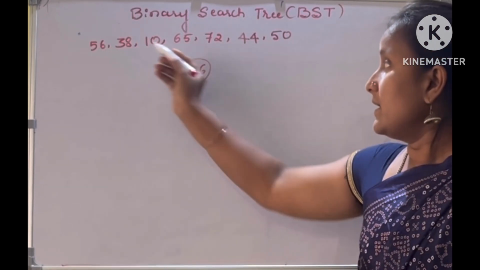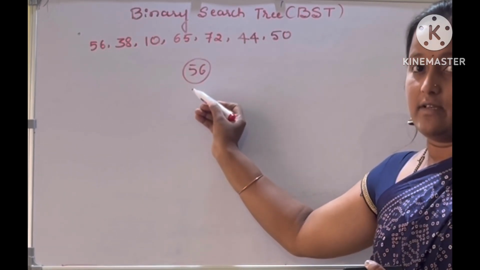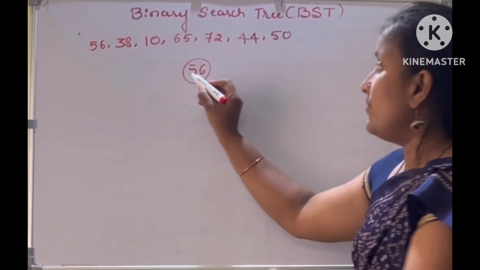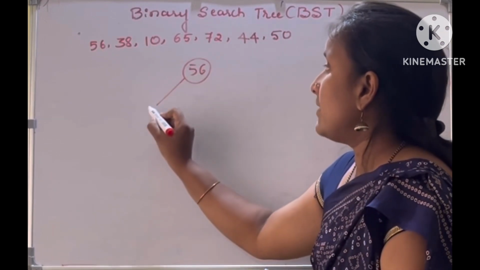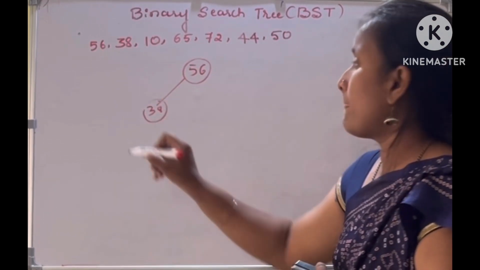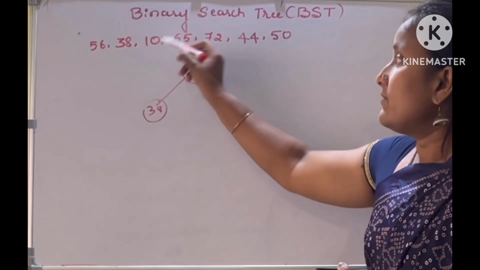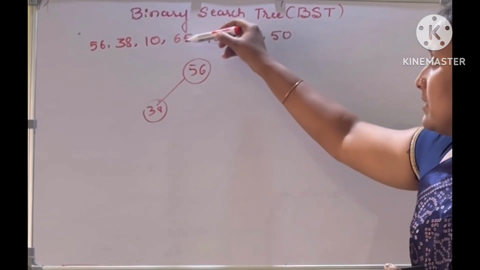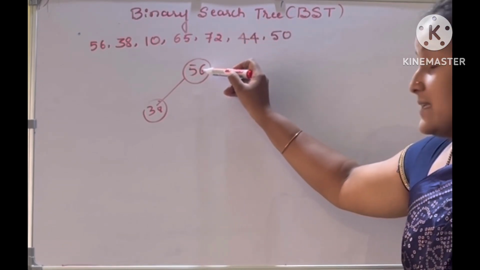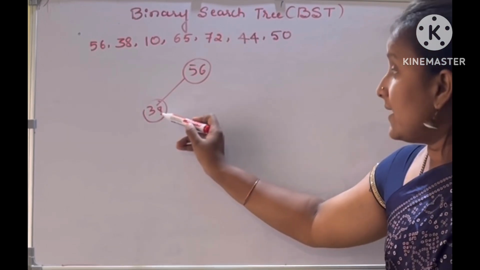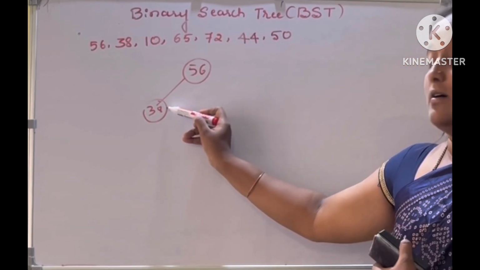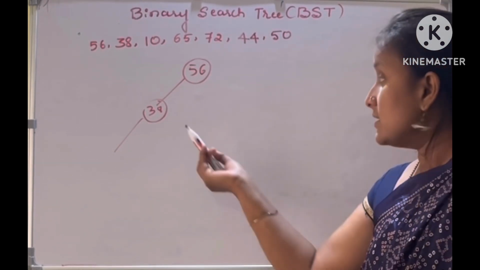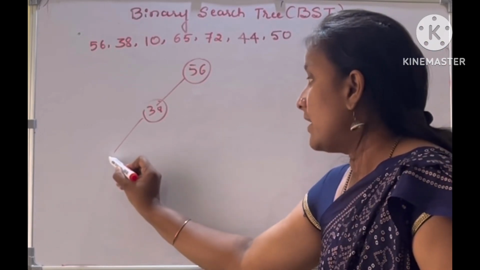38 is smaller than 56, so we go to the left part of the parent node. We draw 38 here. Now what is the value? 10. First we scan from the parent node itself. 10 is lesser than 56. Come here, and 10 is also lesser than 38. Again come down, it should go to the left of this 38. I have to draw it here.